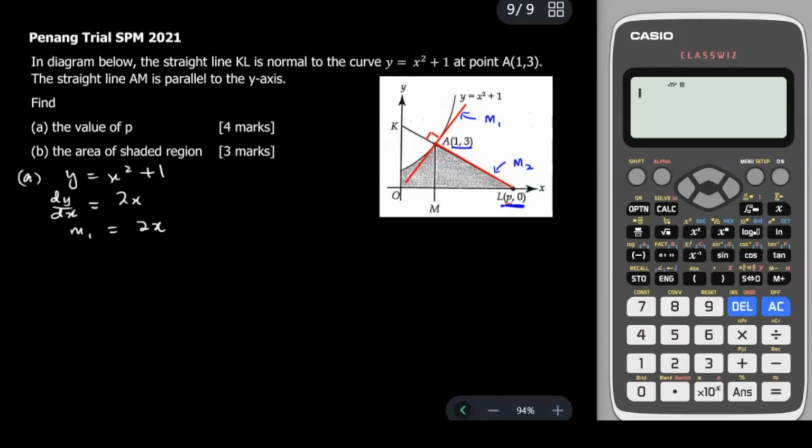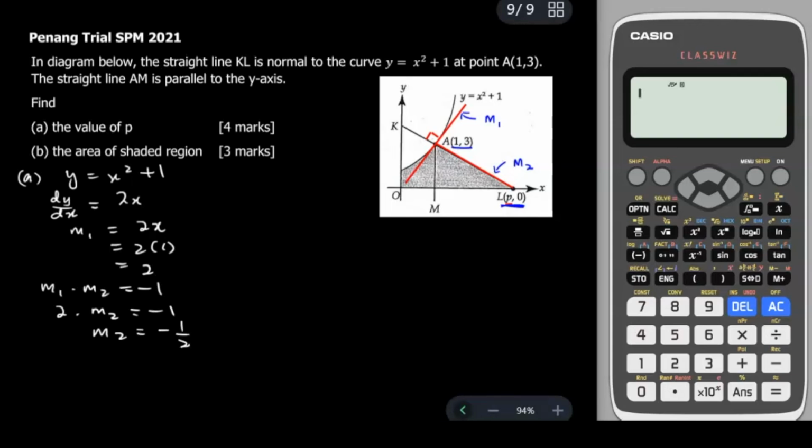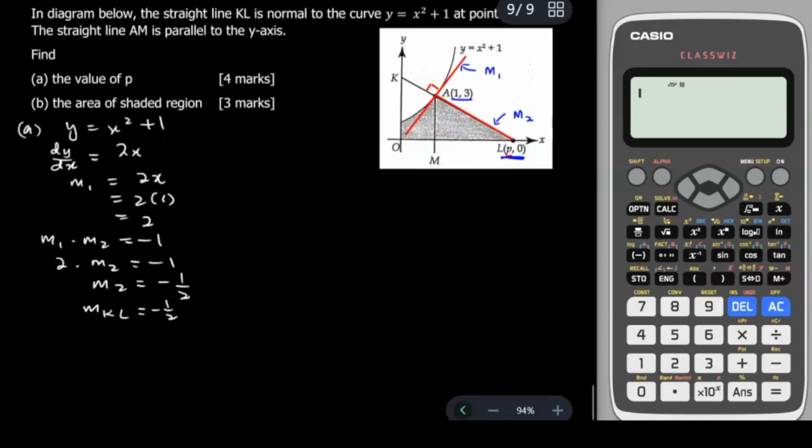At this point, A lies on this line. A is (1, 3), which means x equals 1. So we can substitute 1 inside. Therefore, our M1 is equal to 2. Then we substitute into M1 times M2 equals -1, since M1 and M2 are perpendicular to each other. So M1 is 2, and M2 equals -1 over 2. Which means the gradient of KL is -1 over 2, so the gradient of ML is 1 over 2.